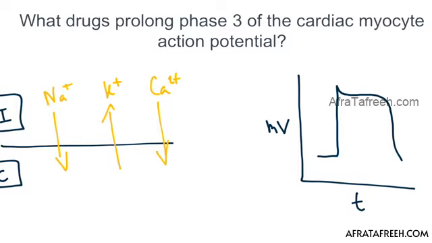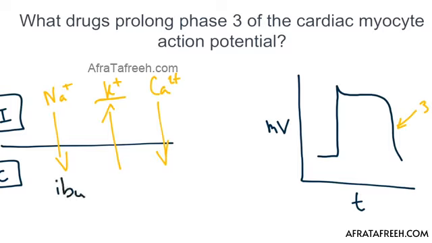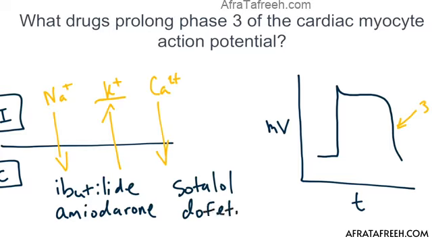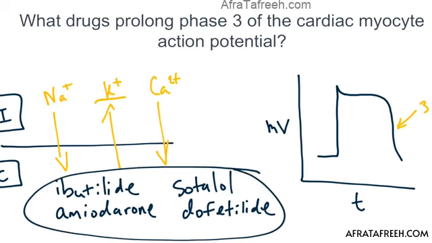Recall that potassium channels are responsible for phase 3 of an action potential. So potassium channel blocking drugs could prolong phase 3. Drugs that do this include ibutilide, amiodarone, sotalol, and dofetilide. So again, all of these drugs inhibit the potassium channel.